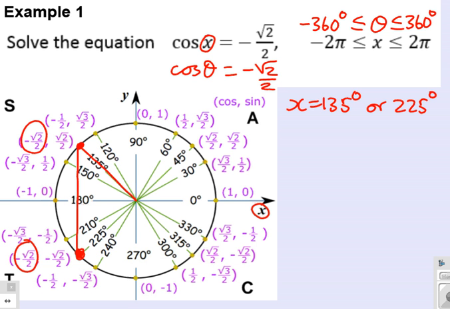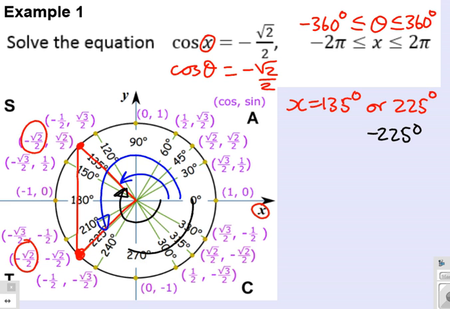But look at the domain of this question. It's between minus 360 and 360. So these two solutions we've done in the positive sense, 135 degrees and 225 degrees. But we can also reach those destinations in the negative sense. So that gives us minus 225 degrees, and it also gives us minus 135 degrees. And those are the only solutions in that domain.